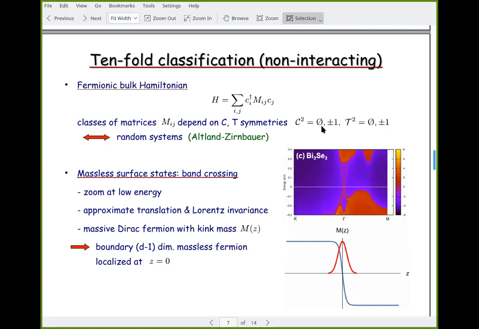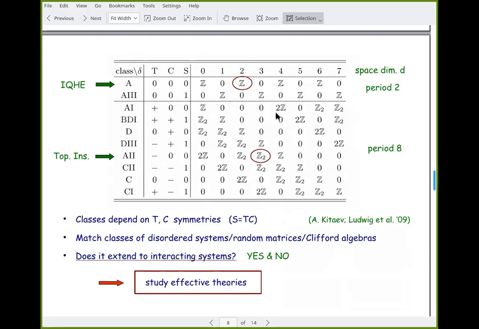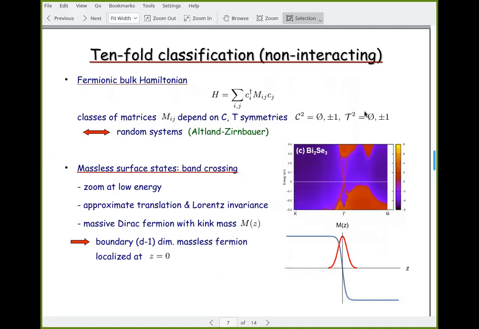But T squared for fermions is always minus one, not plus one. T squared is minus one to the power of 2j, and T is antilinear. For fermions, it is always minus one to the power of 2j. It depends on this. Well, more precisely, this is minus one to the s. So if s is one, to the 2s. So if s is even, it can be one.